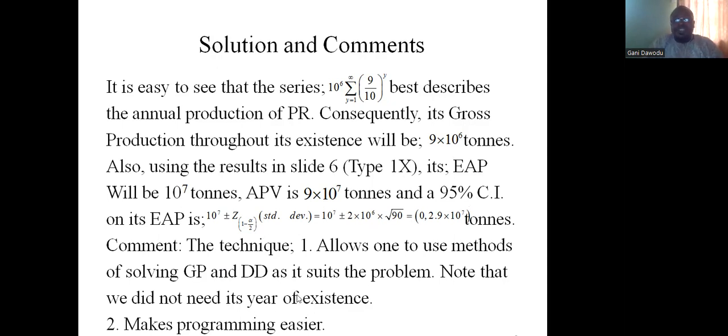Note that we did not need its year of existence. That may not be available, except if you want to take the year of existence to terminate at the point where the series converges. And this makes programming easy. It makes programming easier because if I know the property of the discrete distribution, I don't need to be writing loops upon loops upon loops. I know that the mean will just be the numerator times the denominator. I'll put it there, so I will save the processor's time. I won't give it tasking arithmetic.